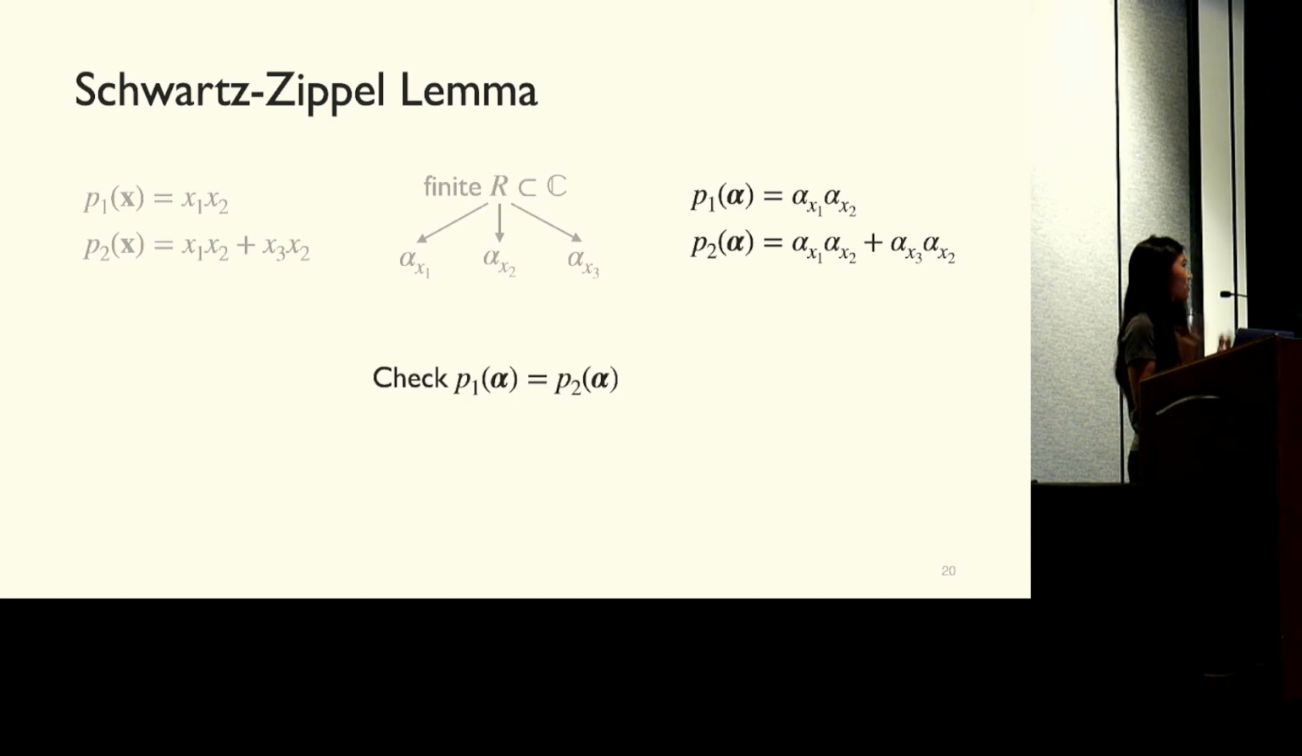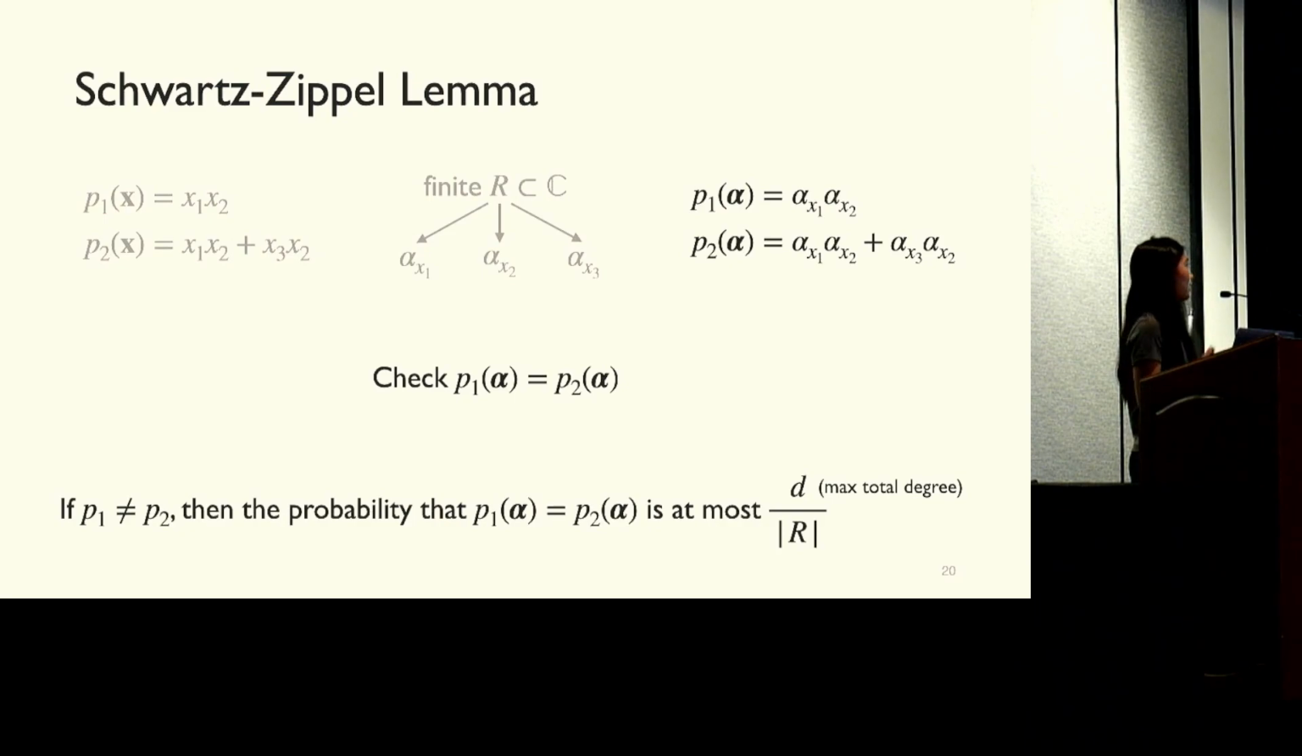And for such a simple algorithm, you might be wondering what the correctness guarantees are, and that's what the Schwartz-Zippel lemma gives us. It says if these two polynomials are not equal, then the probability that they evaluate to the same value is very small, and it's at most the maximum total degree over the size of the domain that you sample from, which you can make arbitrarily large. And also, intuitively, this is the probability that you unluckily sampled a root.